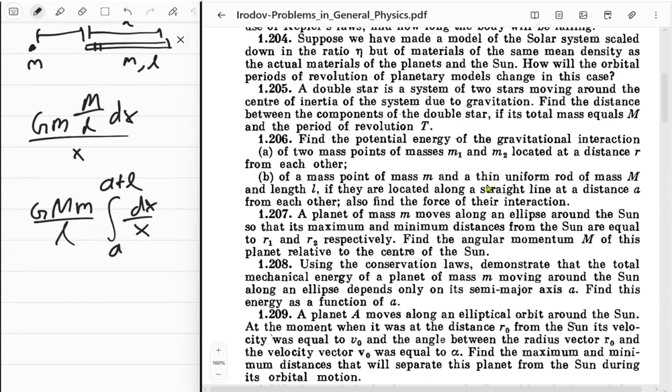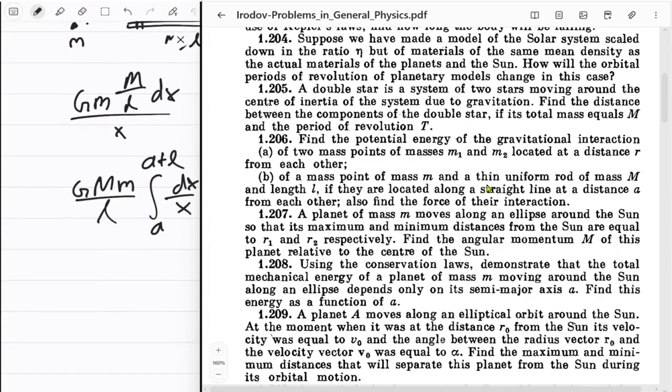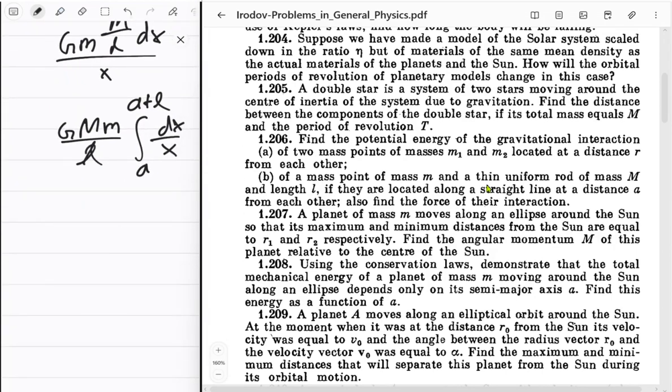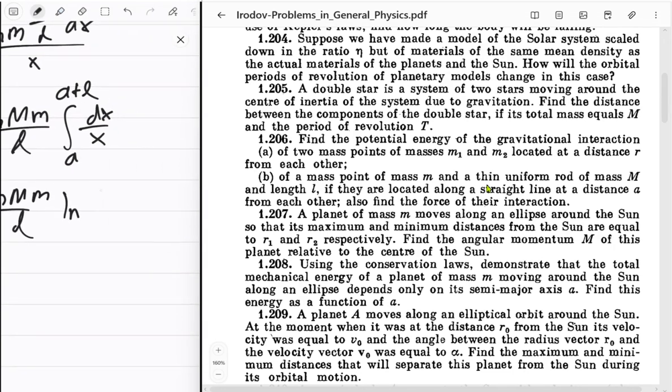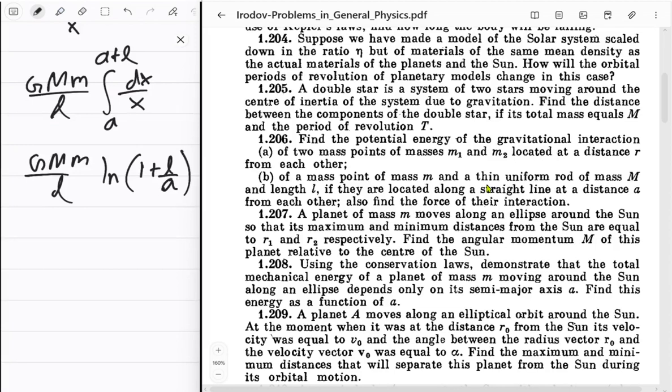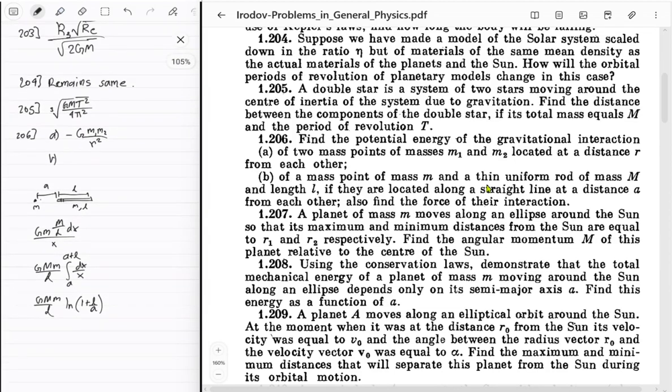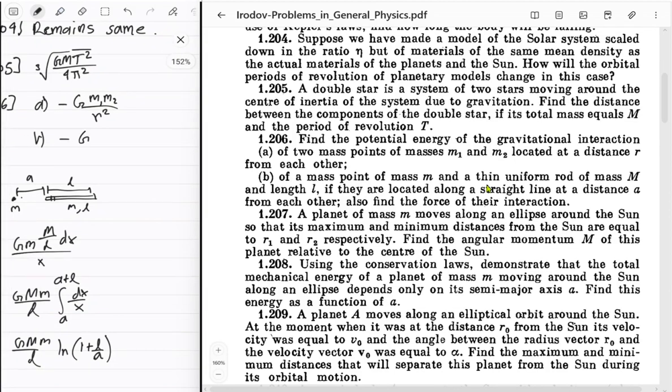Which is bringing this mass from infinity to this point. It's got to be like that. And of course, negative and whatever, but we'll do that later. So GMM upon L, and then you got natural log of 1 plus L upon A. There we go. That's the potential energy, negative of that, of course. So negative GMM upon L, natural log of 1 plus L upon A.